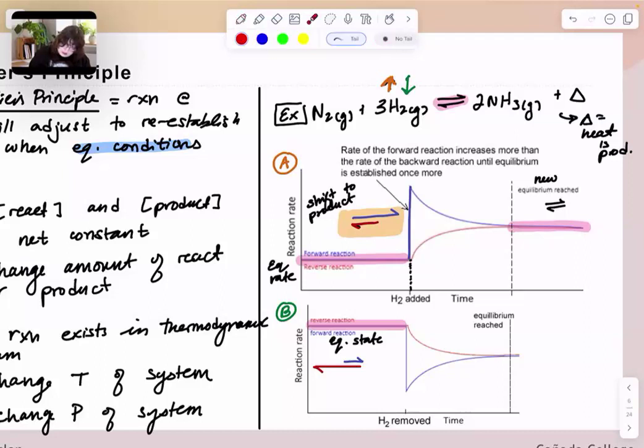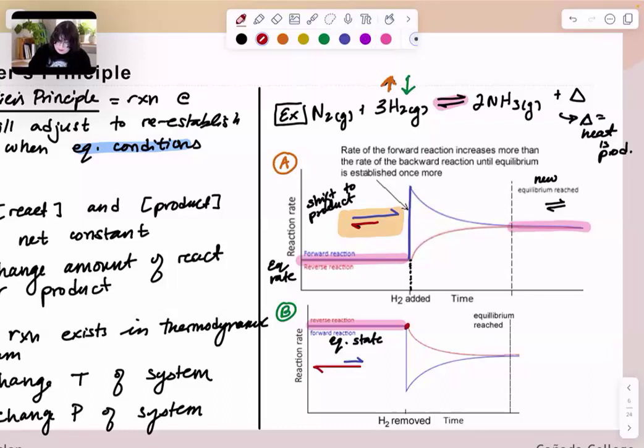So we see here a drop in the reaction rate of the forward reaction. And that is our adjustment to the fact that hydrogen has been removed, right? We need to rapidly consume ammonia to remake that hydrogen. So the reverse reaction rate would spike and the reaction rate of the forward would drop.